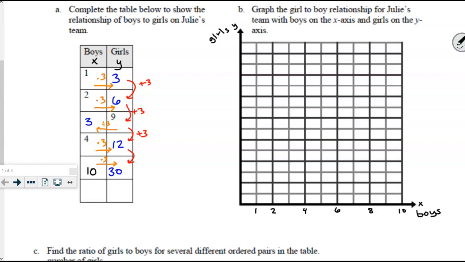Okay, talk at your tables. What is an appropriate scale to use for the y-axis where I'm counting the number of girls Julie has chosen? Talk with your tables real quick. Ready, set, go. Okay, any thoughts? What are we going to count by? What makes sense here? Leroya.